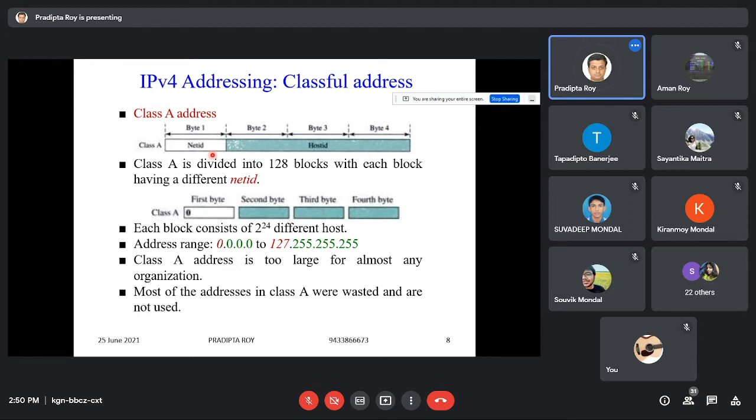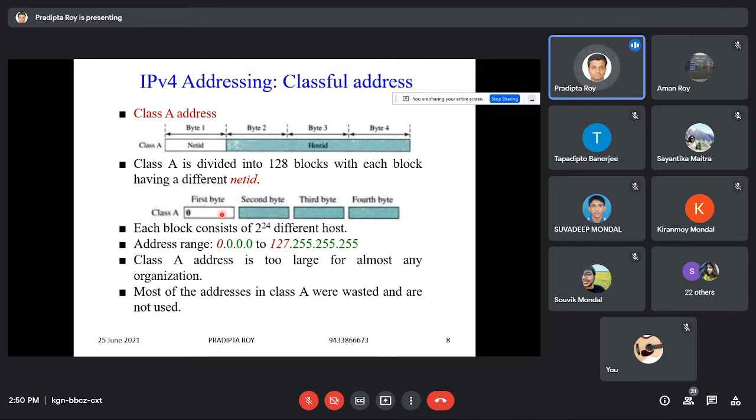But it is not. We can't identify 256 different networks because, as you can see in the class A address, the first bit of the first byte will always be 0. So we can't use that bit. That's why the class A address is divided based on the remaining 7 bits of the first byte. So with those 7 bits, we can identify 2 to the power 7, or 128, different networks.